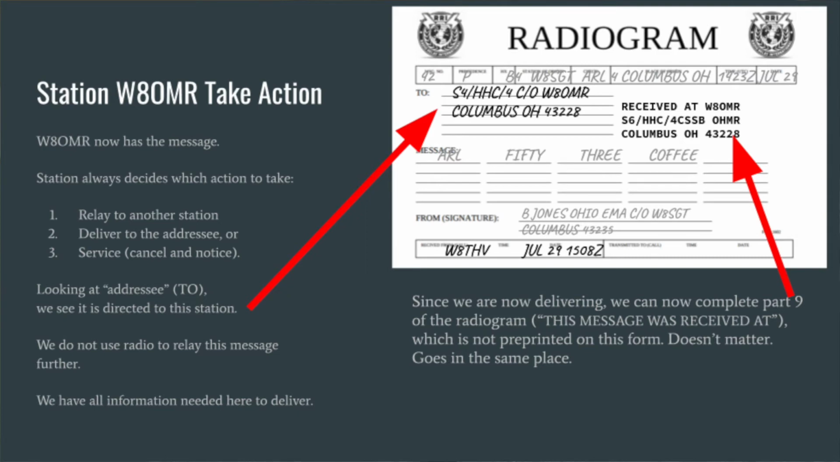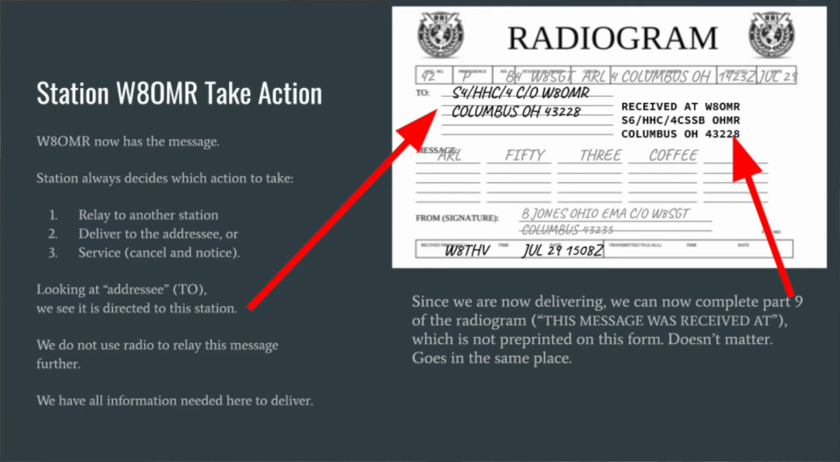So there is a box that shows up on some of the pre-printed radiogram forms on the right side above the text where the message has been received. In that case, we put the information about the station that received this message. Now, once again, when we take a look at this, we see we're not going to be moving this any further by way of radio. That does not mean that we're done.